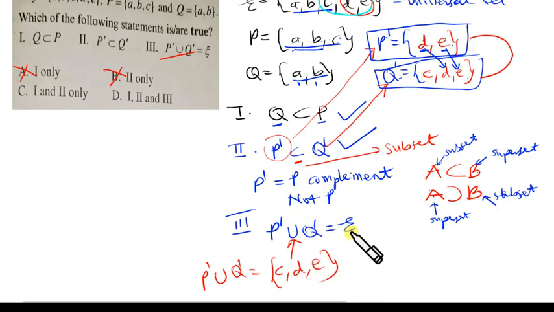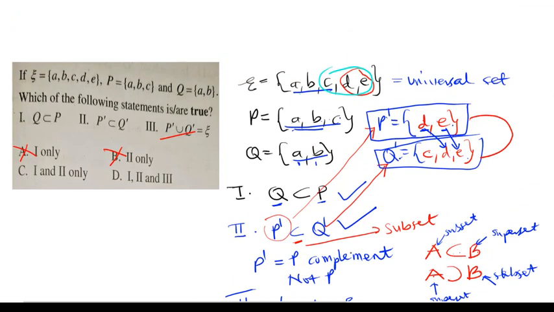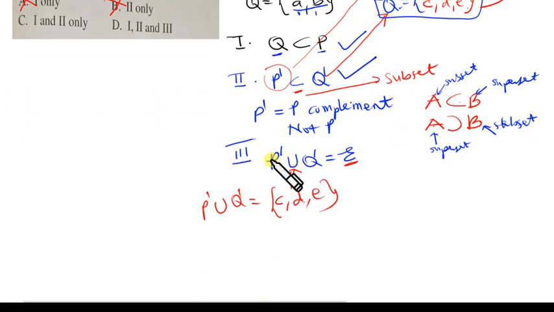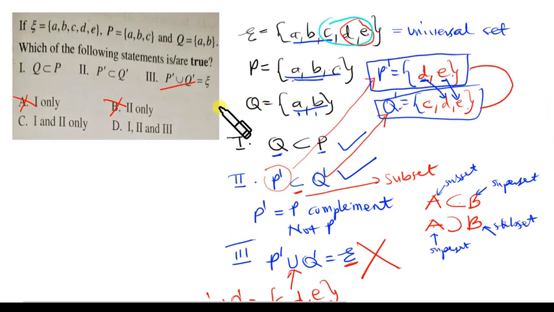So is this C, D, E equal to the set epsilon, that is the universal set? Let me go back and check here. Now according to the question, epsilon equals A, B, C, D, and E. So if I check this P complement union Q complement, I see only C, D, and E. There is no A, there is no B. So that means III is not correct. It's not true. So that means D is not true either. So the only correct option that I have here is C.